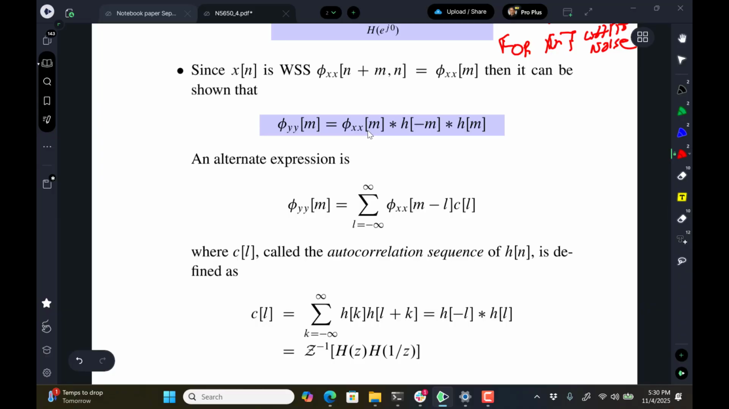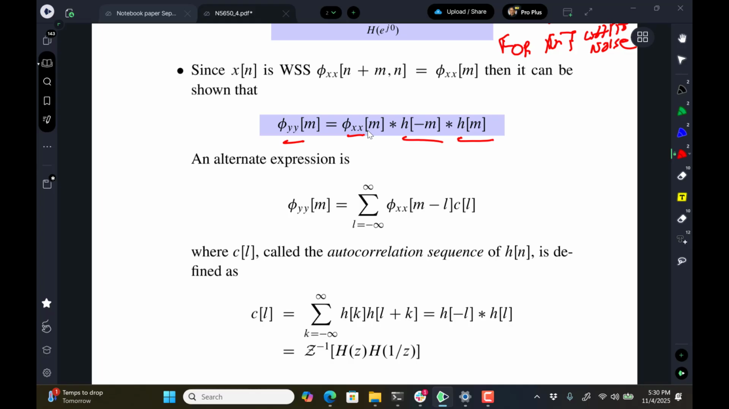So now what about the autocorrelation at the output? This is messier and I'm not going to try to prove it. It's in the classes that I would have taught on random processes, but the formulation goes like this. If we want to get the output autocorrelation function, y with y, we have to take the input autocorrelation, which is involving x with x, convolved with the time-reversed impulse response, and then convolved with the impulse response.